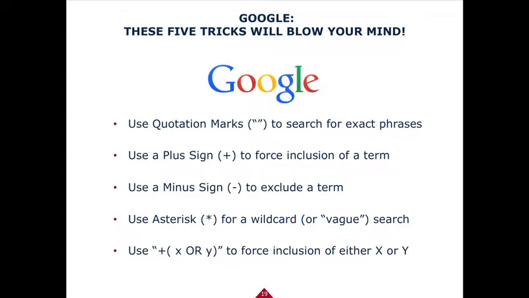If you don't know John Smith's middle name, you can put an asterisk in there, and we'll see that in a minute. And then the algebra equation at the bottom, I'm not sure if you can see it, but it's plus, which means force the inclusion of something in parentheses. So either term x or y, and you can fill x or y, whatever you want. So we'll go into more detail here.